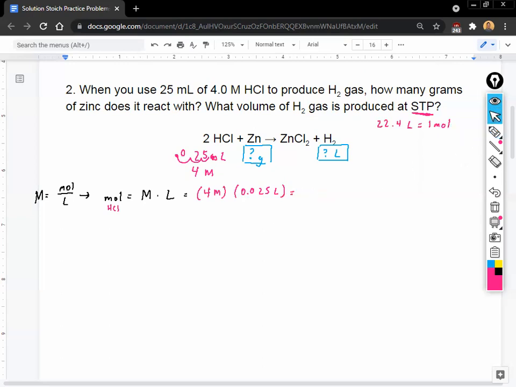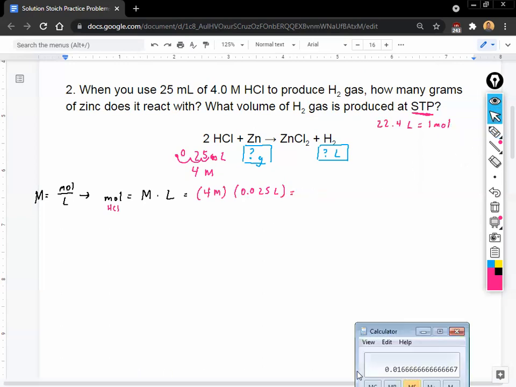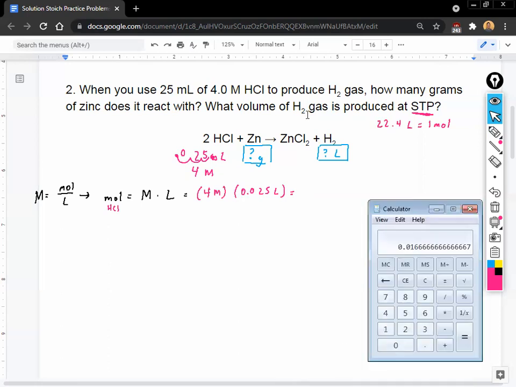All right, next we're going to go on our calculator and just plug that in. So we're going to do 4 times 0.025, and that's going to give us 0.1. So that means we have 0.1 moles of HCl.